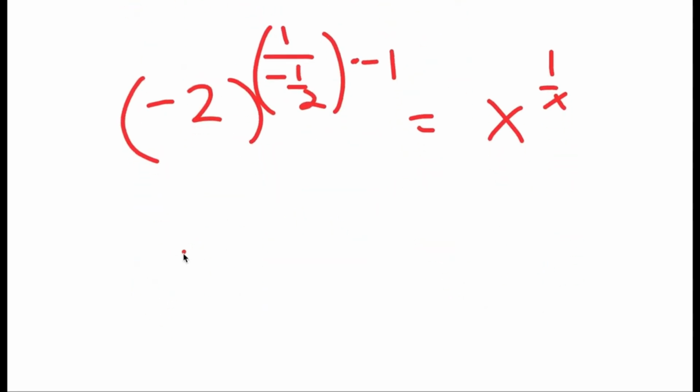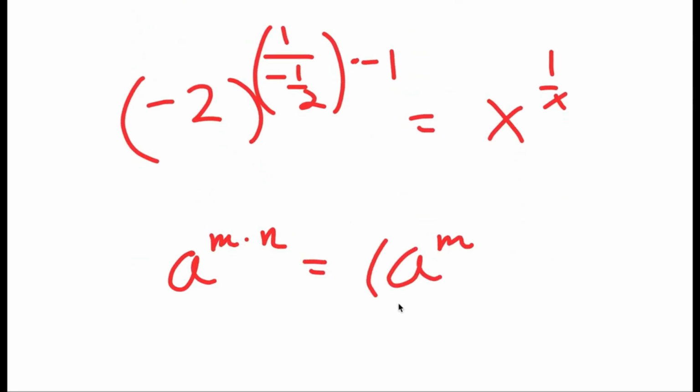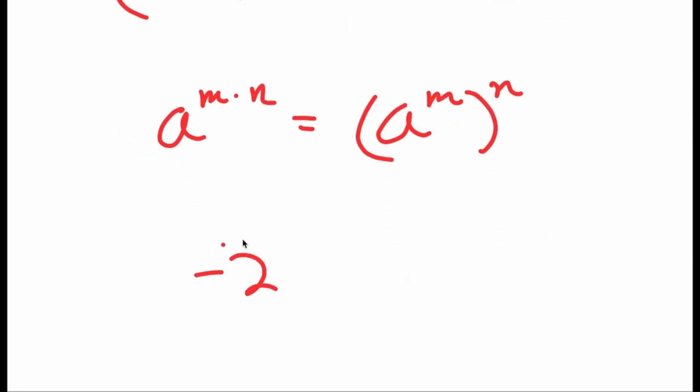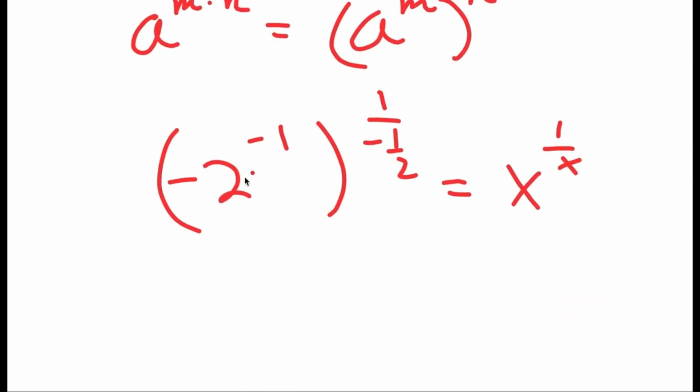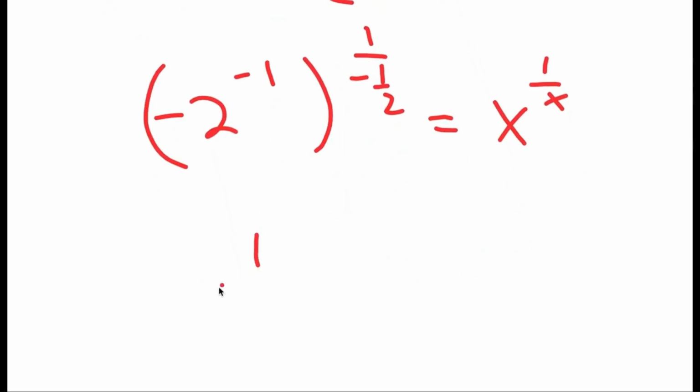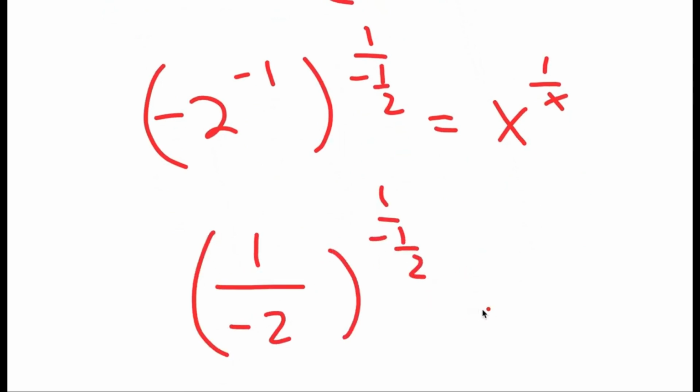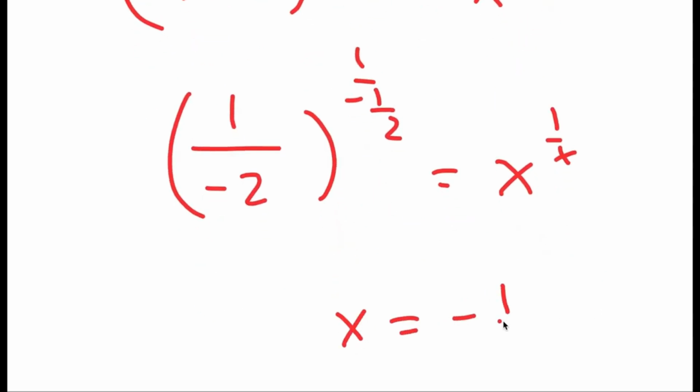And remember, if I have something in the form a to the power of m times n, this is equal to a to the power of m to the power of n. So this -1, I'm going to move to be an exponent of -2. So I get -2 to the power of -1 to the power of 1 over -1/2 is equal to x to the power of 1 over x. And -2 to the power of -1 is 1 over -2. So my solution here is -1/2.